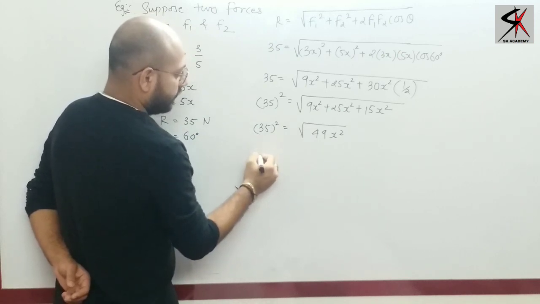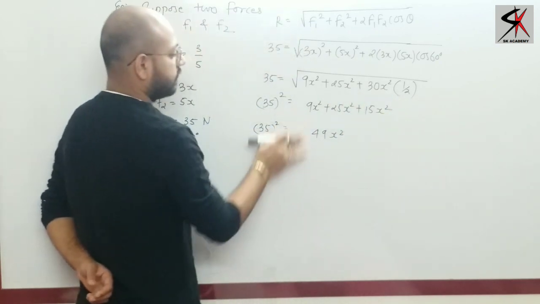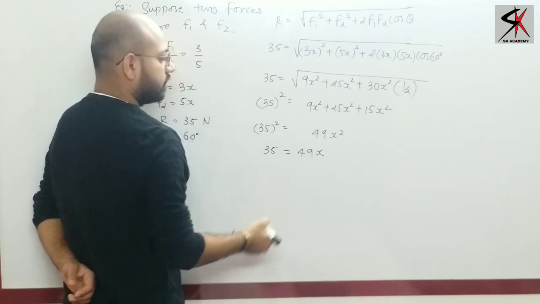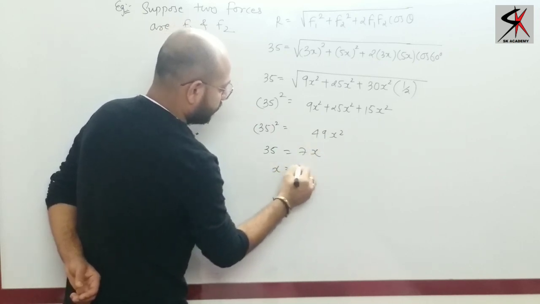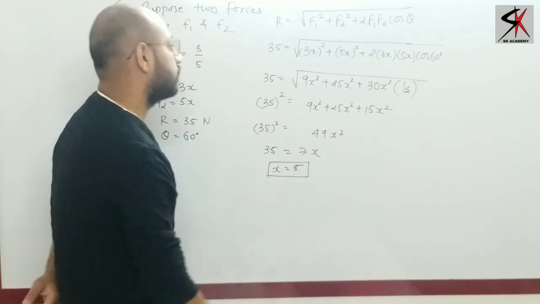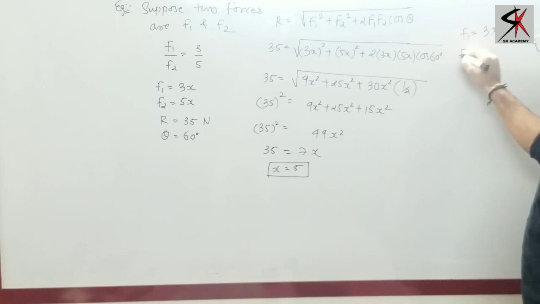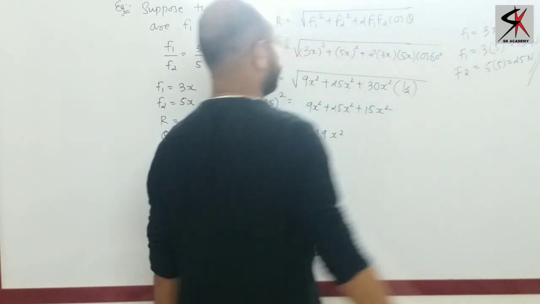Then the square of both sides cancels the under root. Now 49x square, so 35 equals 7x, then x equals 5. So now what is F1? F1 becomes 3 into x, so F1 equals 3 into 5 equals 15 Newton. And what is F2? F2 is 5 into x, then 5 into 5 equals 25 Newton. Okay, then these two are our forces F1 and F2.